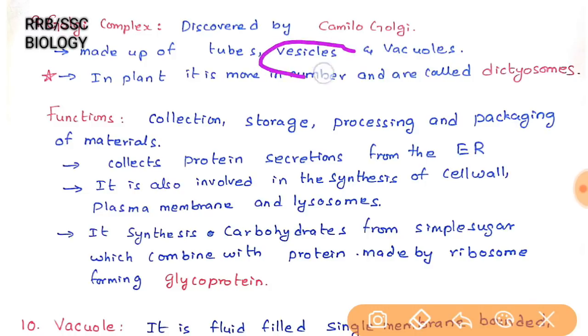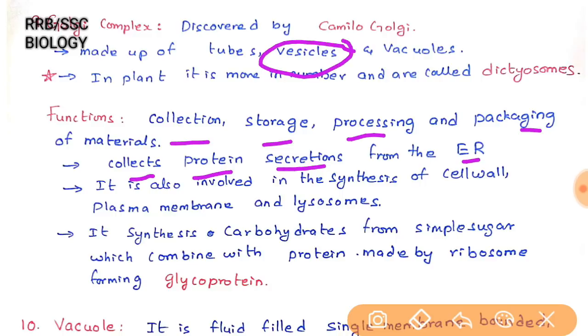vesicles. These vesicles are small bubble-like structures within the cytoplasm. These bubbles go to the cell membrane or reach the Golgi complex. If it reaches the Golgi complex carrying the protein secretion, these protein secretions are collected, processed, packaged and stored in the Golgi complex. See, what are the functions of the Golgi complex? The Golgi complex collects the protein secretion from the endoplasmic reticulum.